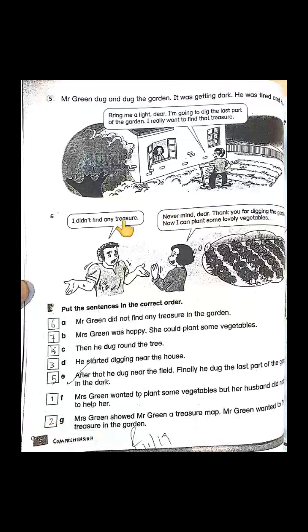And what happened at the last? "I didn't find any treasure." "Never mind, dear. Thank you for digging the garden. Now I can plant some lovely vegetables."